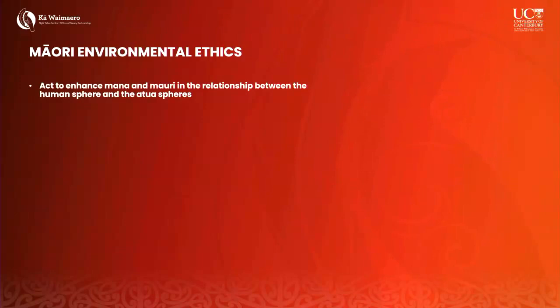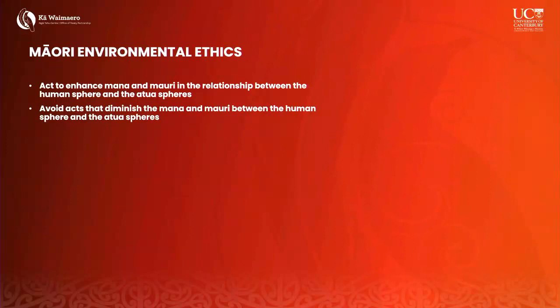So just with those two core concepts in mind and the previous concepts around genealogy, whakapapa, the interconnection of all things, there are some Māori environmental ethics that pop out of this. The first is encouraging people to act in ways that enhance the mana and mauri, or the relationship between the human sphere and the Ātua sphere. The next one is to avoid acting in ways that diminish the mana and mauri between the human sphere and the Ātua spheres. And aim for reciprocal or symbiotic connections and relationships between those spheres.